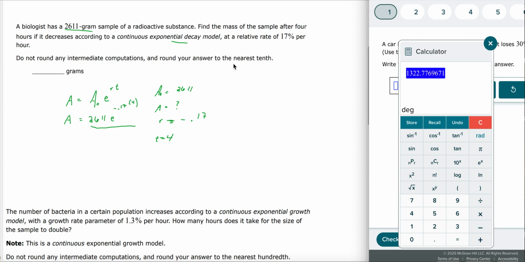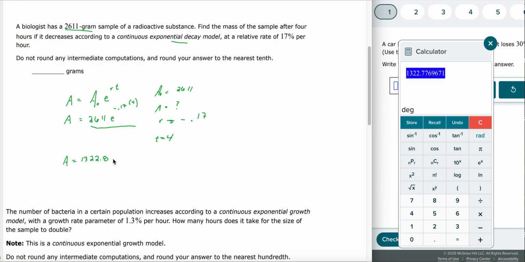Notice we're being asked to round to the nearest tenth, so that's one place past the decimal point. I'll look 2 places past. Since the second place is a 7, that means I'll round the 7 in the tenths place to 8. So A is equal to 1,322.8, and that's grams.